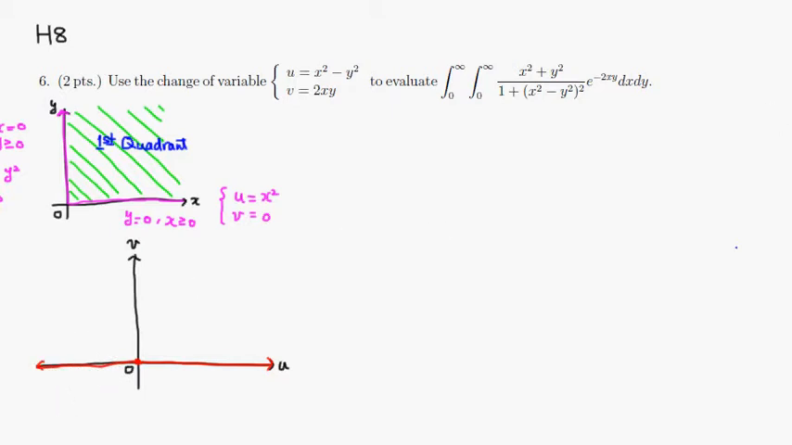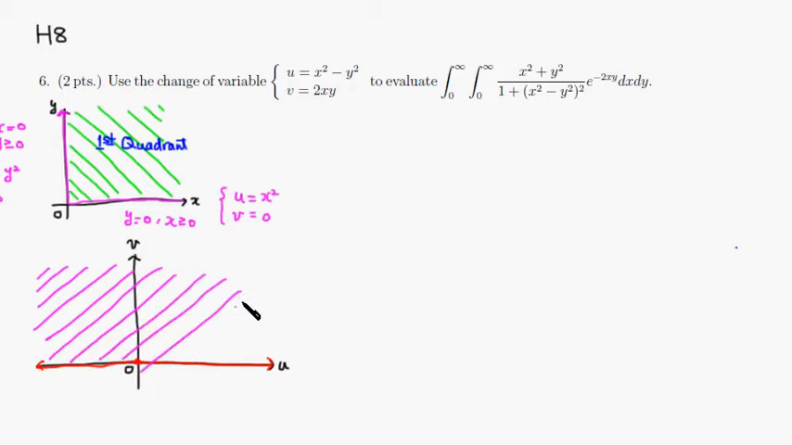So we can see that this is going to be the corresponding region right here. Instead of just the first quadrant, it's going to be the upper half plane, above the x-axis. I mean, above the u-axis, I should say. I'm going to have to erase this a little bit. So this is the corresponding region.